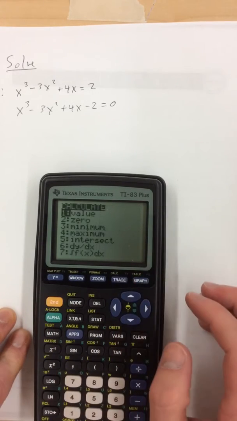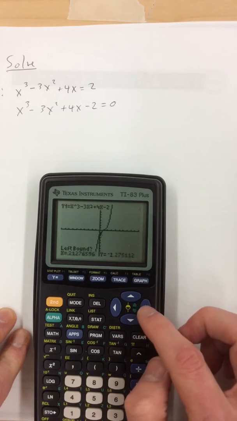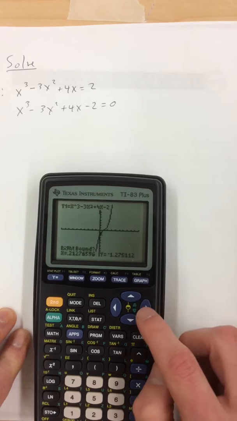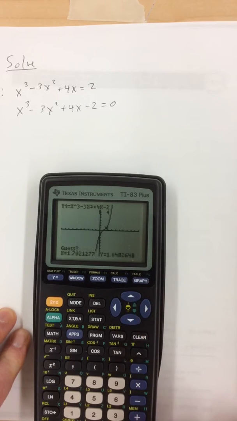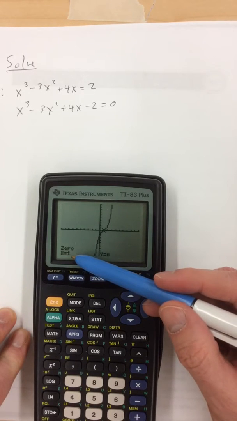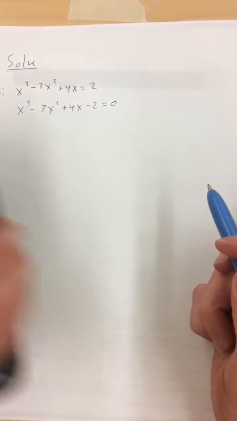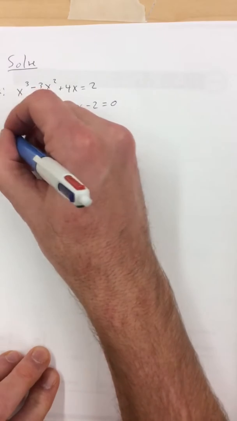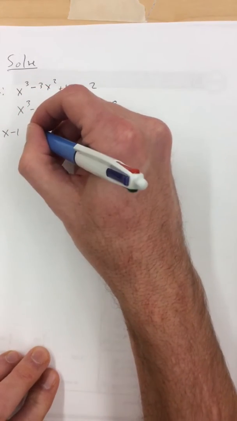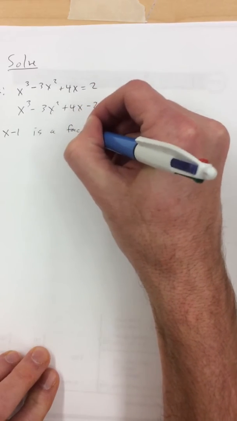So I'm going to do second calc, and we're going to find a zero, and I do the left bound thing, and I do the right bound, and I hit enter, and I don't guess, and we come up with a zero where x is equal to 1. So I know that x equals 1 is one of the zeros. Since x equals 1 is one of the zeros, then x minus 1 must be a factor.